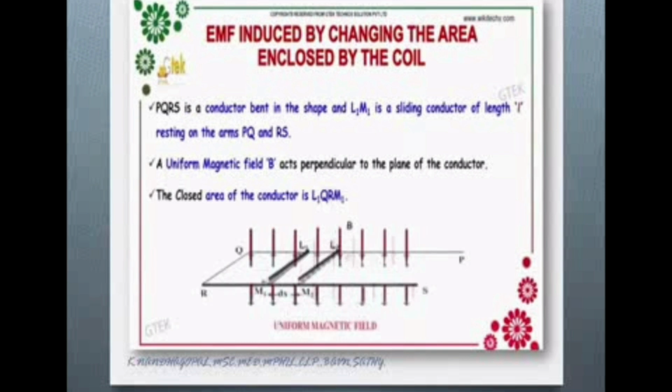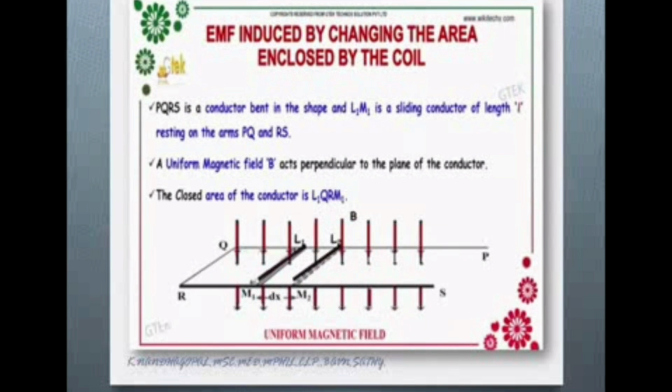The second thing is that EMF is induced by changing the area enclosed by the coil. Now consider that PQRS is a closed conductor with a sliding conductor on it. Using that, you can change the area, from M1 L1 to M2 L2. You are moving a distance dx, perpendicular to the conductor. The magnetic induction B is acting perpendicular to the plane. See that the red line indicates the perpendicular.